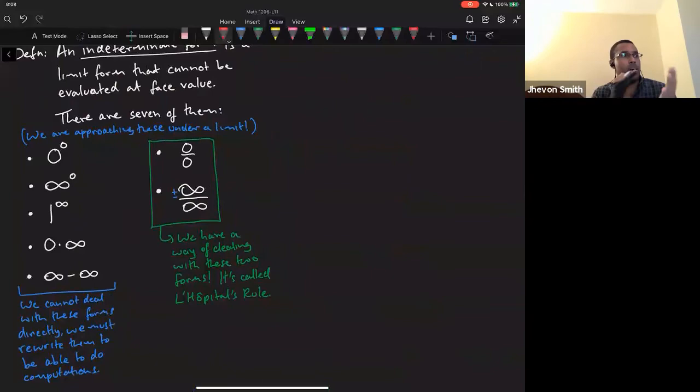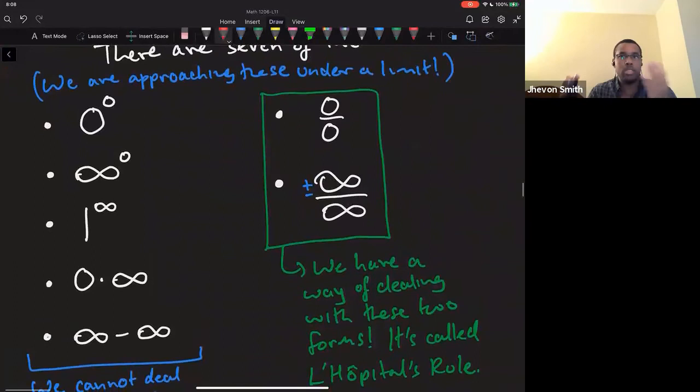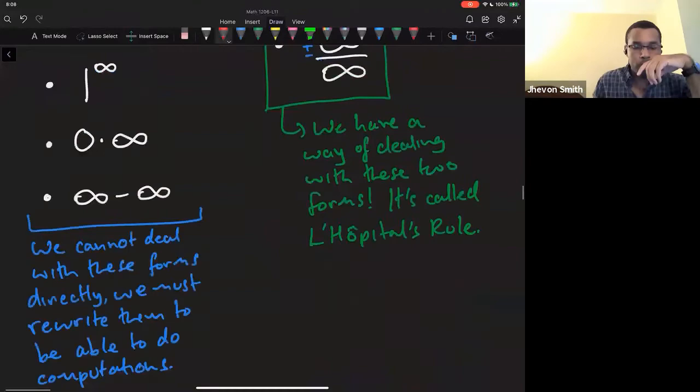What makes these indeterminate is that they're competing ideas and you don't know which will win. Like zero times infinity: you have the concept that zero times anything should be zero, but infinity times anything should be infinity. So you have cross purposes. It doesn't make sense. Zero times infinity, what is that? It could be zero, it could be infinity, it could be something else.